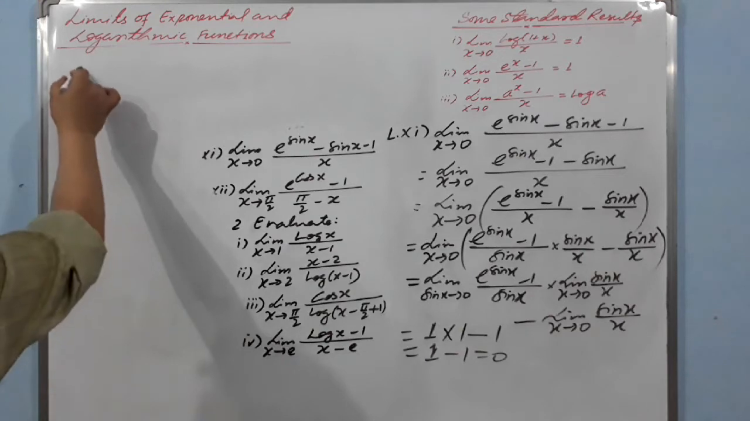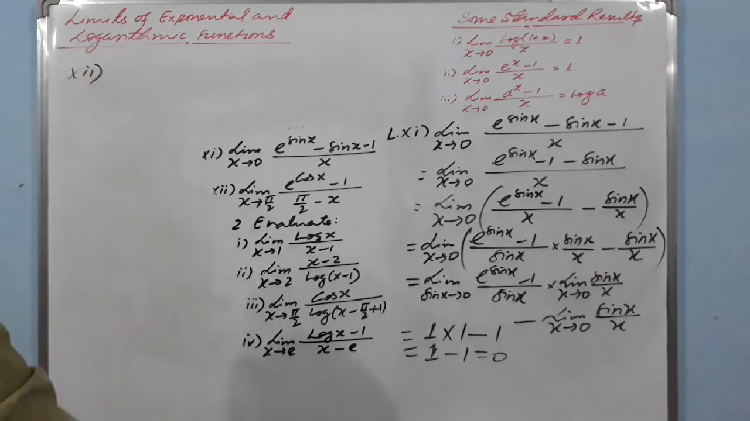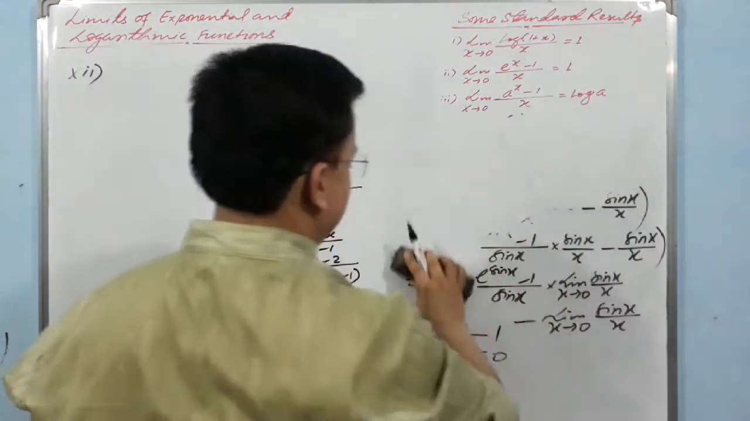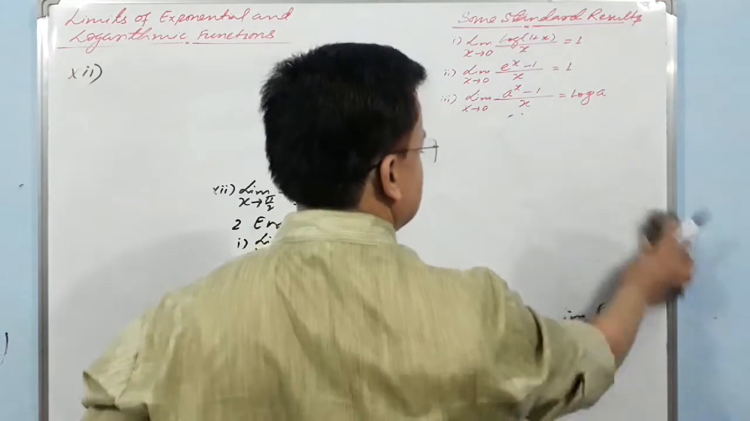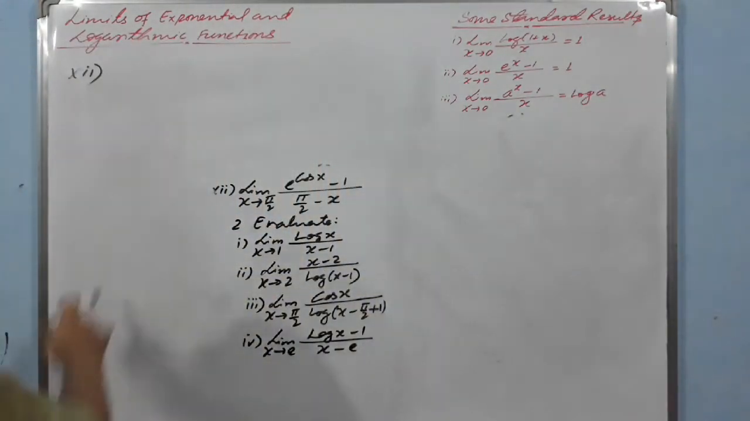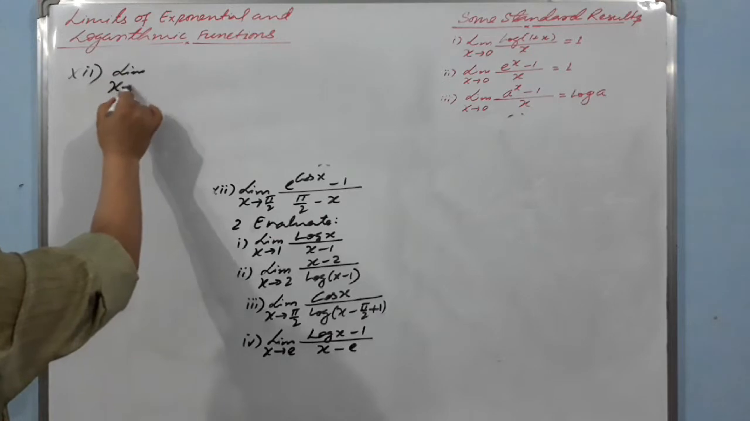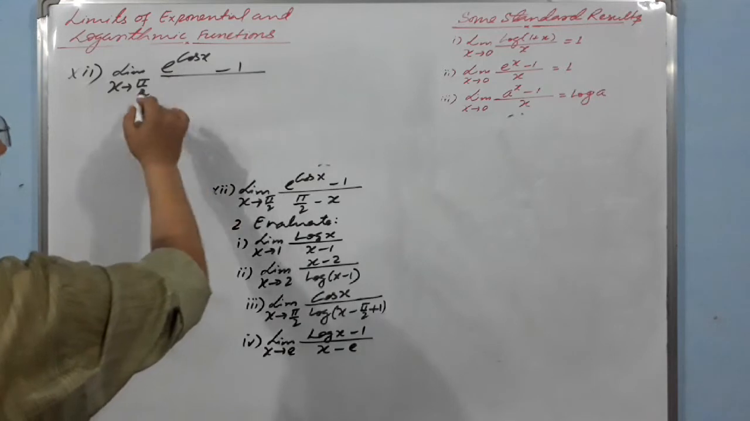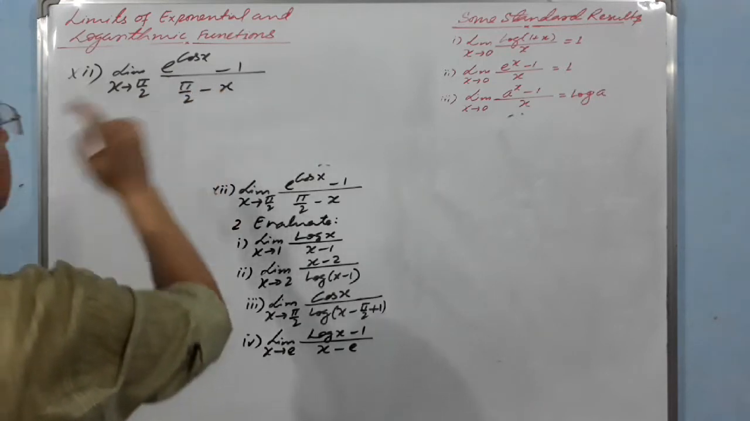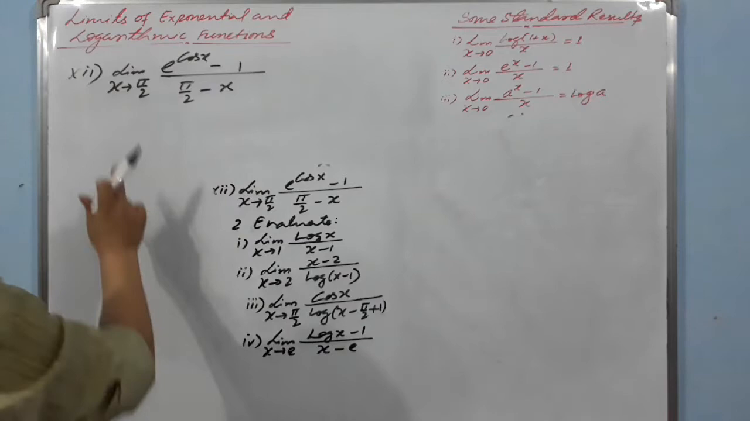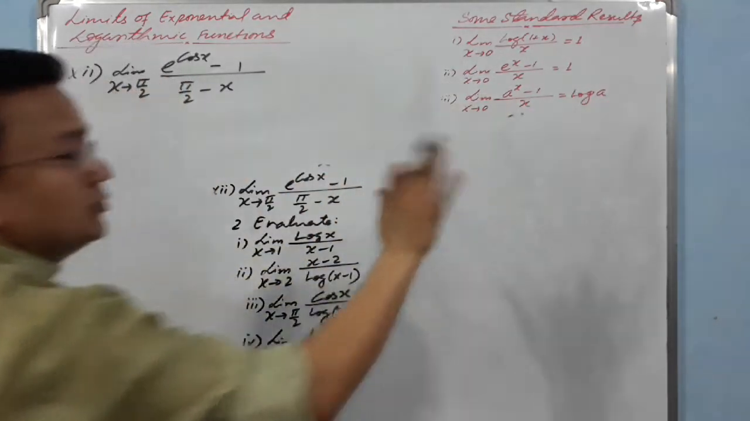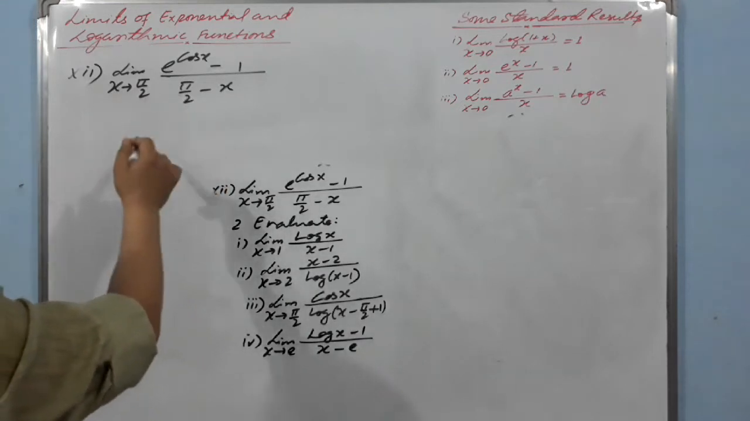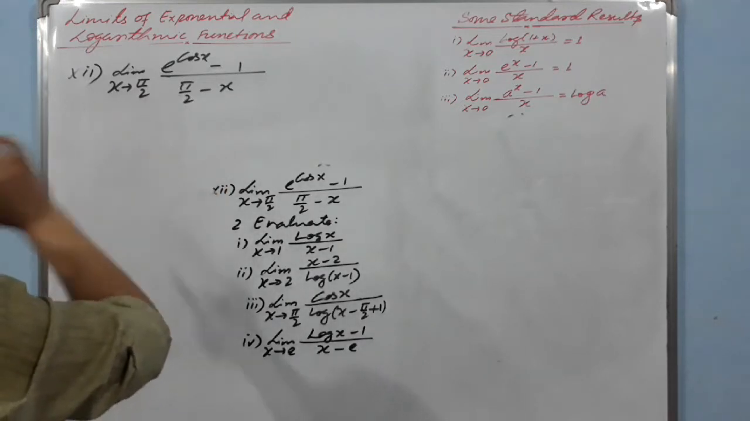Now question number 12. Now I'm going to finish the last question of exponential functions. Here, limit as x tends to pi by 2 of e raised to power cos x minus 1 over pi by 2 minus x. Listen to me here. We need x tends to 0, but here x tends to pi by 2. Let's change it so that x tends to 0, then only we can write it down, right?